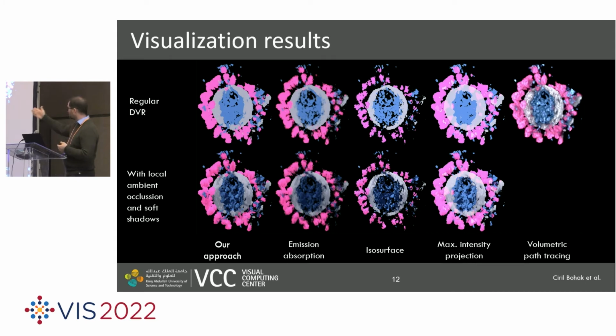So our technique is to the far left, and we can say that the wanted output is volumetric path tracing, for instance, which is here to the far right, but this is not an interactive visualization technique. It took like 20 minutes to actually render such a virion in this case, while the other 4 are real-time techniques. You can see that our result actually mimics the desired output results the most.